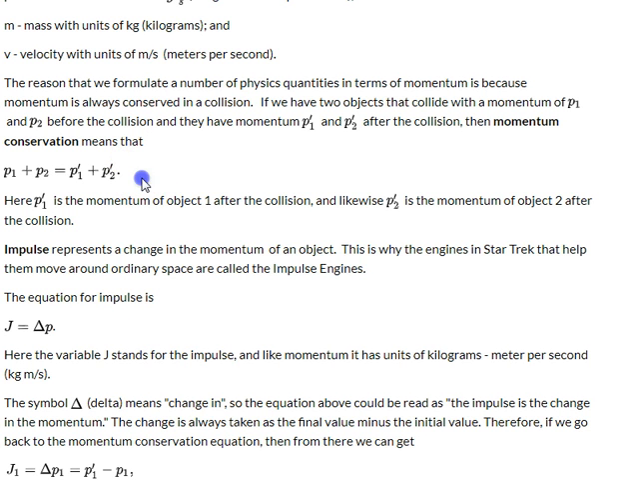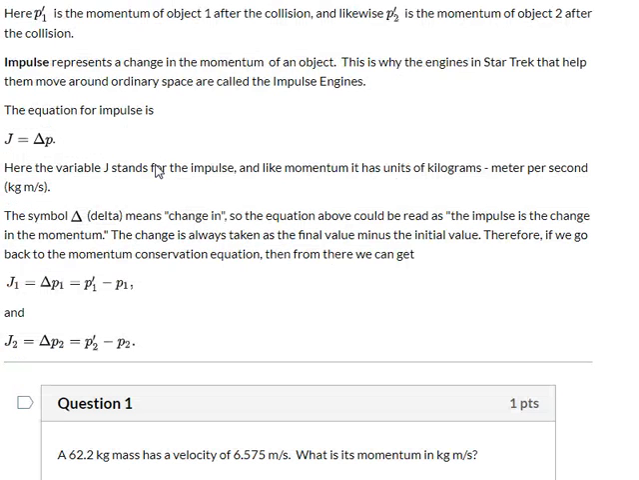The other concept we're introducing in this chapter is impulse. Now, impulse is when you buy a pair of tennis shoes because they look really cute or something like that.